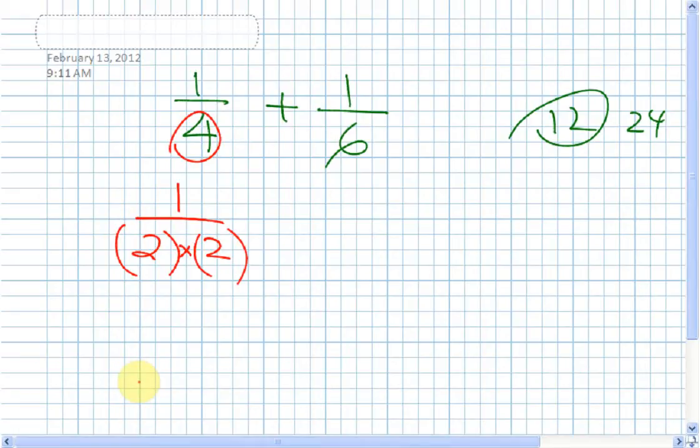Okay, how about the 6? 2 times 3. Or 6 times 1, but I'm going to use my prime factors, so let's do 2 times 3. Now, looking at these numbers here, can someone tell me how you get the number 24? 2 times 2 is 4, times 2 is 8, times 3 is 24. So if you multiply all the factors, you get 24, which is a common denominator.